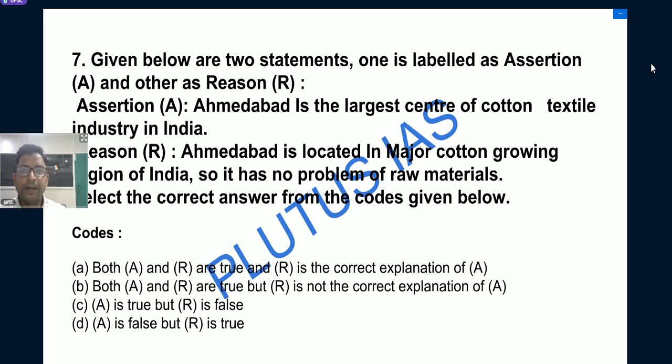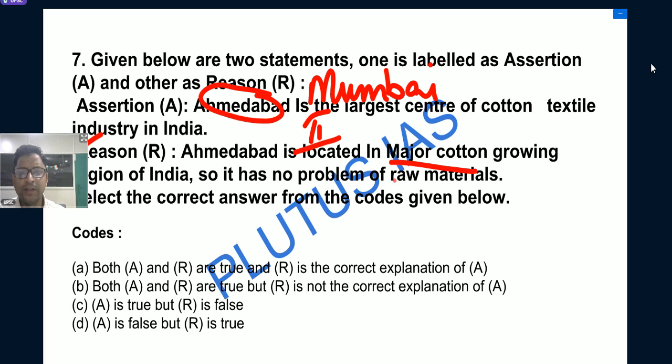Given below are two statements. One is labeled as assertion and the other as reason. Assertion: Ahmedabad is the largest center of cotton textile industry in India. The reason given is: Ahmedabad is located in a major cotton growing region of India, so it has no problem of raw materials. One thing here, this is not Ahmedabad, it is Mumbai. Okay, Mumbai is the largest center while Ahmedabad is the second largest. The reason statement R is correct. It is located in a major cotton growing region and has no problem of raw material. So the answer would be D.